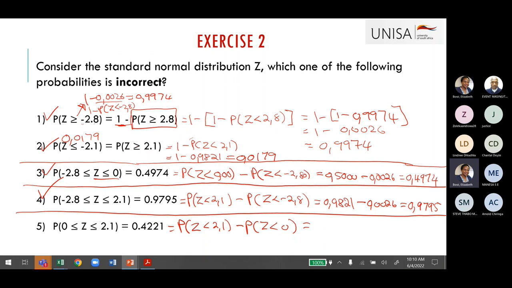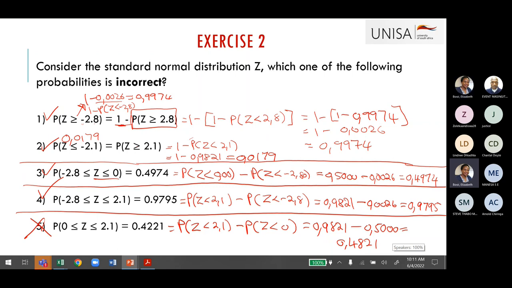Okay, so let's see. 2.1, we did find that it was 0.9821 minus. And for 0, we did find it was 0.5. Remember, we did find the probability of less than 0. And it is 0.5821, which makes number 5 incorrect.